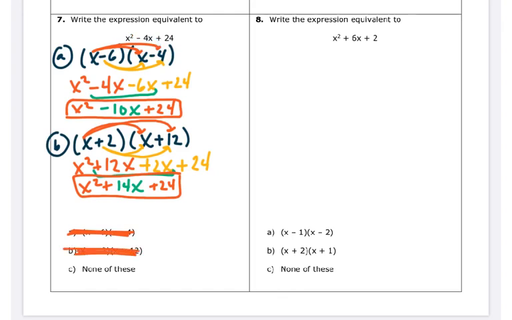So the correct answer is C. Neither of these things made the original equation. If you tried to factor this with the x method, you could have done that too. This is a trinomial. A times C is 24. B is negative 4. There's no number that would multiply to make this but add to make this. It's not factorable, so it's none of these.